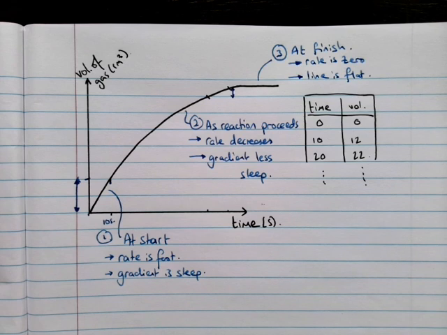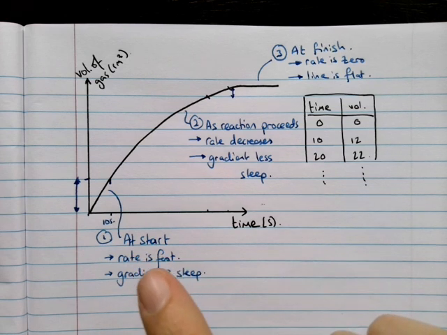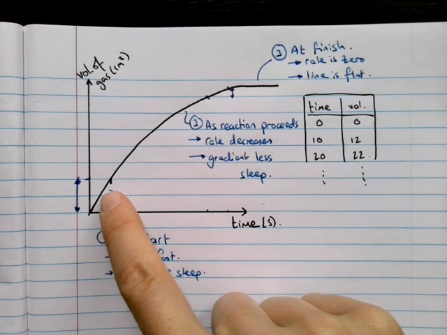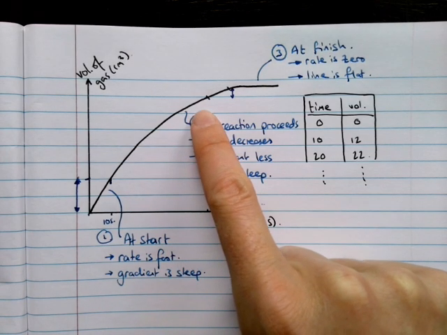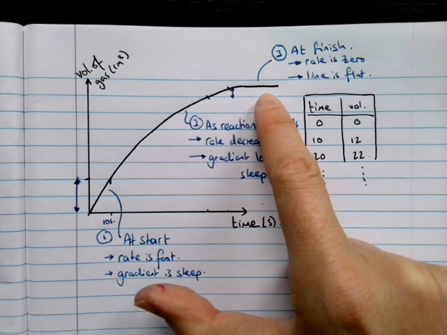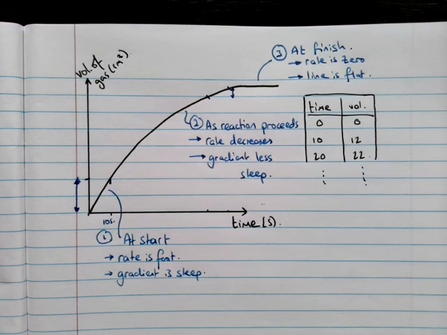Okay, so those are the three important things that you need to know about this kind of graph. You need to be able to analyze that graph. If I were to give you a blank version of that graph, you'd be able to say, yes, you can see that the gradient here is steep, which means it's fast at the start, and then the gradient gets smaller, which means the reaction is slowing down, and then here, where the line is flat, it means the reaction has stopped. Okay, all right, very good.